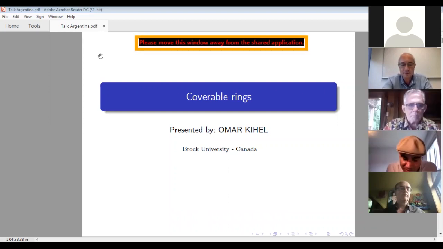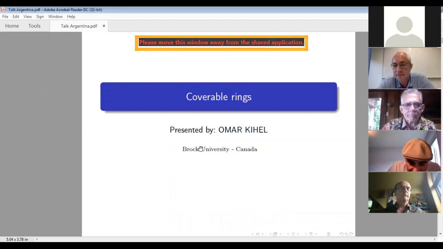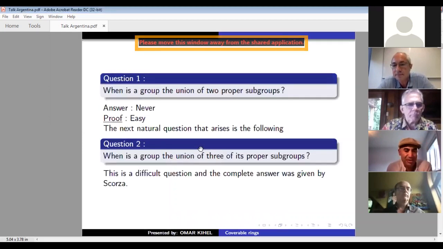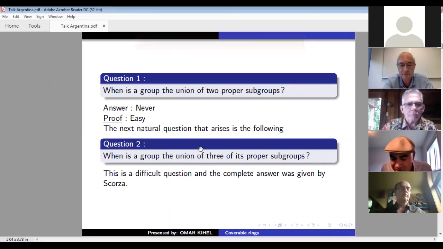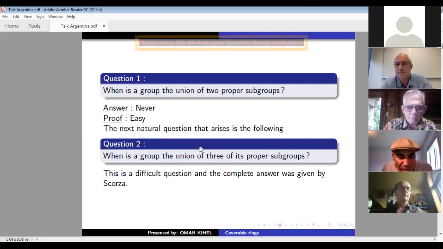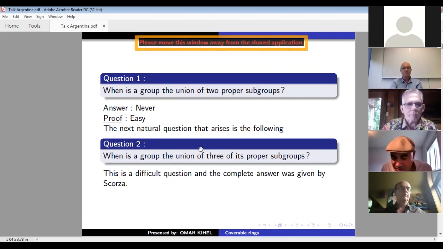Let me start from something very easy. Question number one, which we can find in many books of first year or second year algebra: is a group the union of two proper subgroups? The answer is very easy, and any good undergrad student can prove it by contradiction. Suppose that G is the union of two proper subgroups H1 and H2. Take A in H1 but not in H2, and B in H2 but not in H1. Then A times B is in neither.